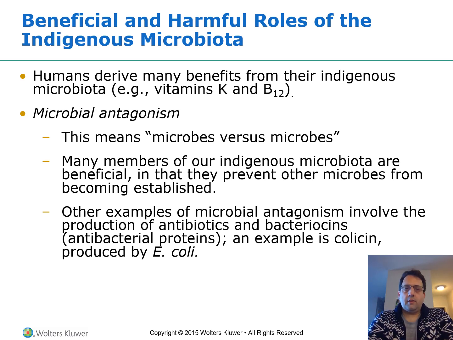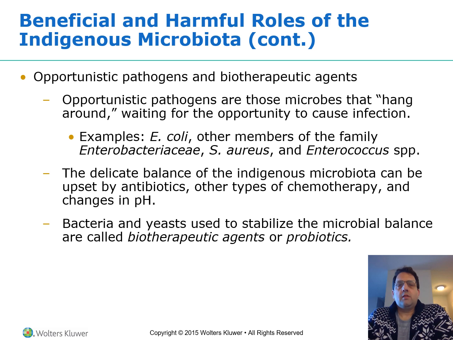Now, other examples of microbial antagonism involve some bacteria or microbes that actually produce toxins to the others. And E. coli is a perfect example. It produces this thing called colicin, which actually kills a whole bunch of other gram-negative bacteria so that it can kind of run its own show. Now, an opportunistic pathogen is a microbe that hangs around, doesn't really cause problems most of the time, but when the opportunity is right, it will cause an infection.